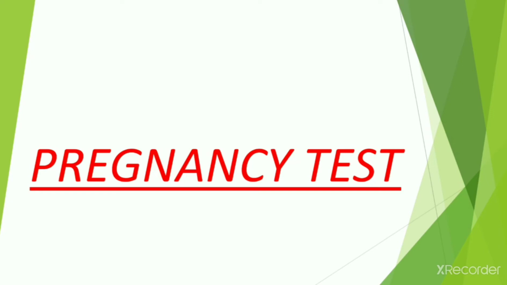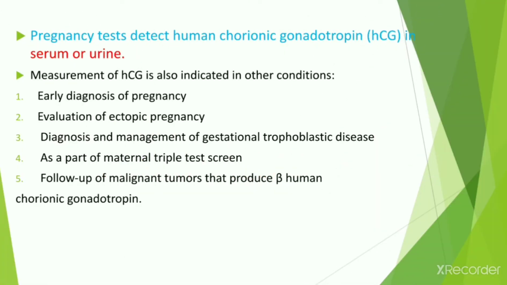In this video, we will be discussing pregnancy test. Pregnancy test is done by detecting human chorionic gonadotropin hormone in either serum or urine. We know that measurement of HCG indicates the early diagnosis of pregnancy. It evaluates ectopic pregnancy. It is used to diagnose and to manage gestational trophoblastic disease. It is done as a part of maternal triple test screening and follow-up of malignant tumor.